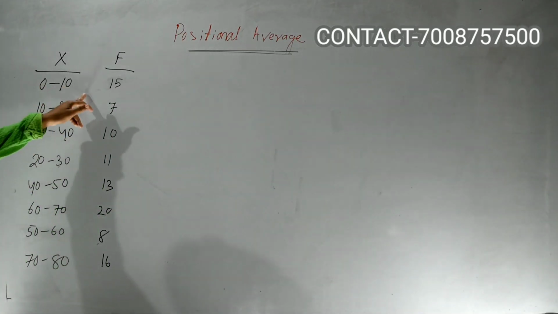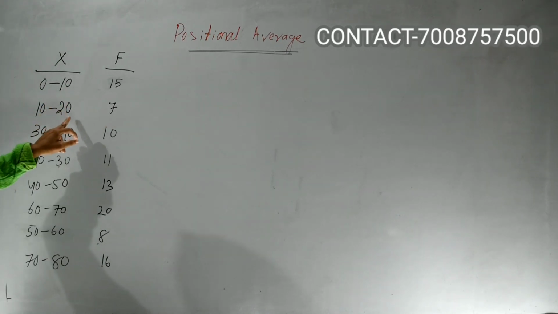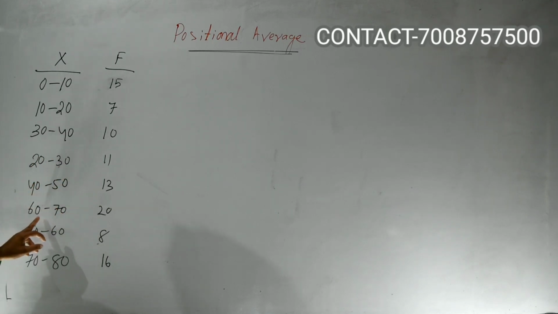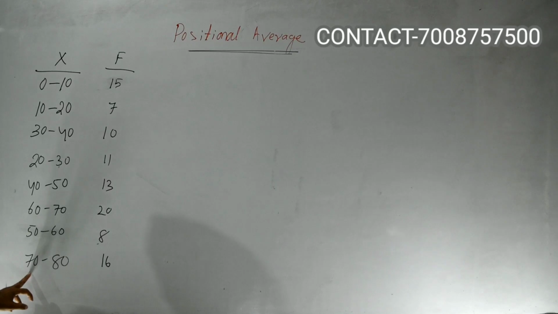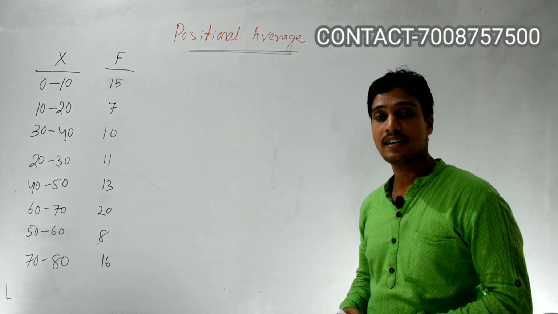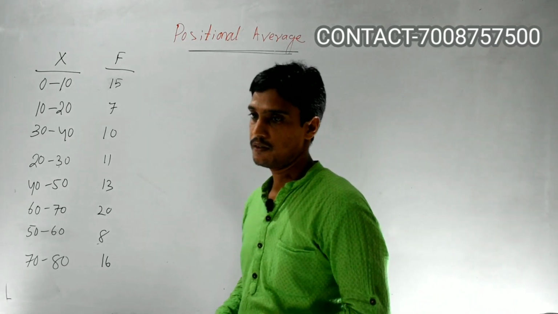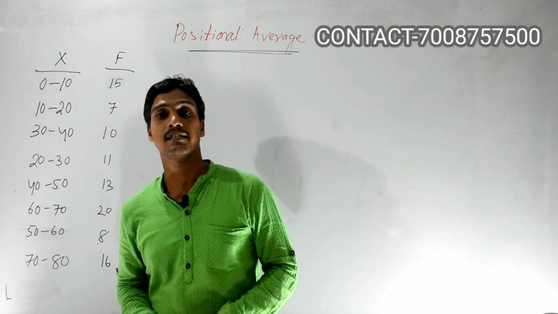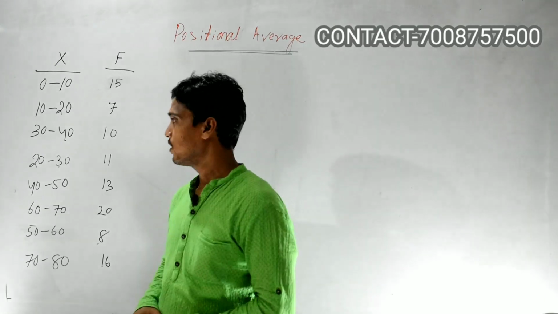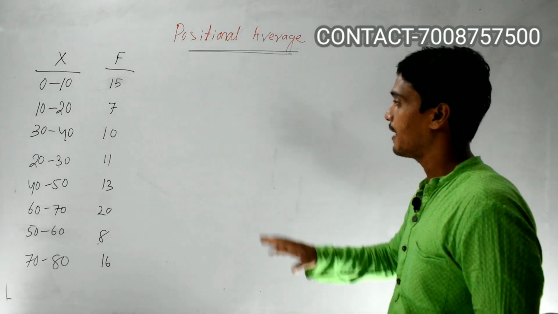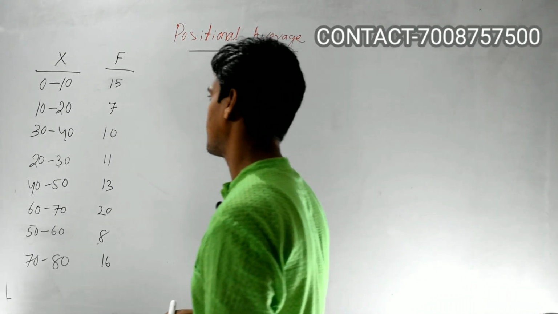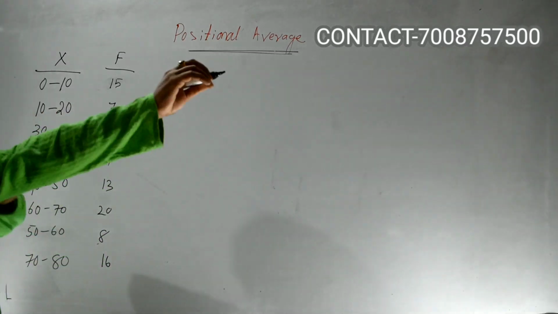Here the series is given as 0 to 10, 10 to 20, 30 to 40, 20 to 30, 40 to 50, 60 to 70, 50 to 60, 70 to 80. Here the series is given in a haphazard order. So first of all, we have to rearrange the series in ascending or descending order. Before calculating any positional averages, we have to rearrange our series in ascending order.